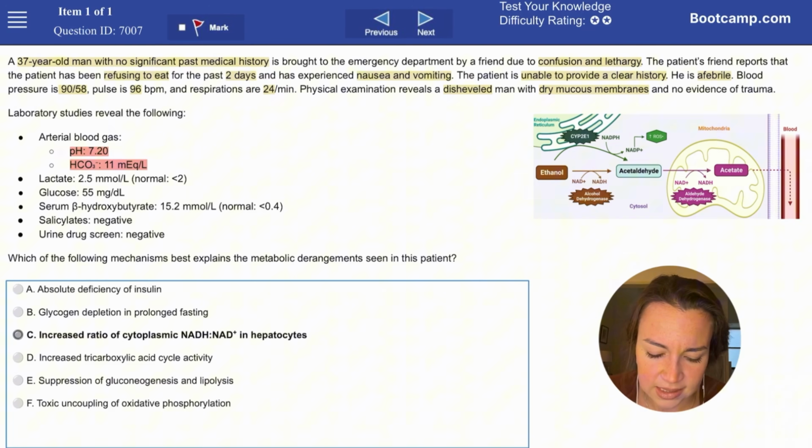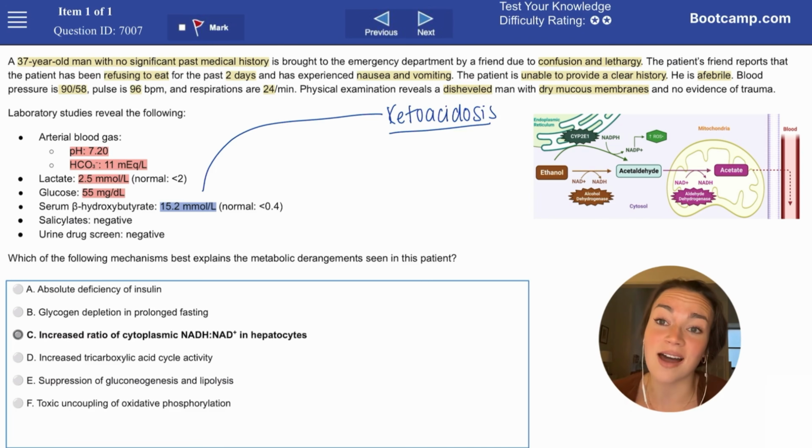We're going to see a slightly elevated lactate, a low glucose, and a very elevated serum beta-hydroxybutyrate. That beta-hydroxybutyrate is telling you that you have ketoacidosis. But be careful because not all ketoacidosis is diabetic ketoacidosis. We'll work through our differential for ketoacidosis and what that serum beta-hydroxybutyrate could mean in a minute, but let's finish the question first.